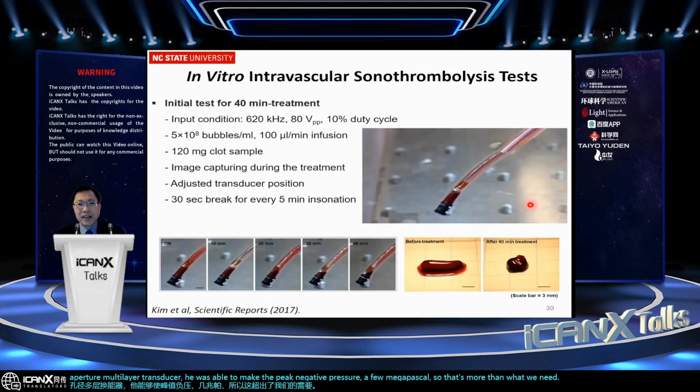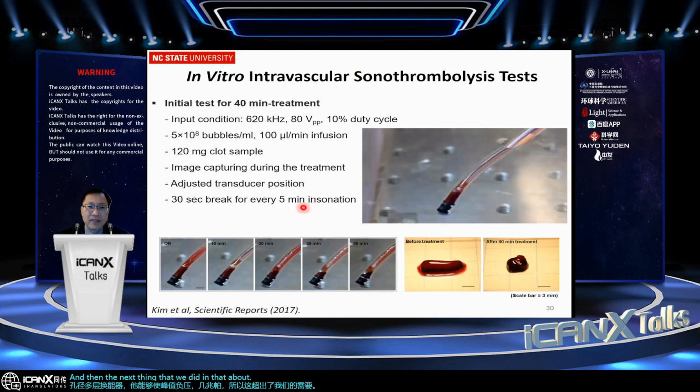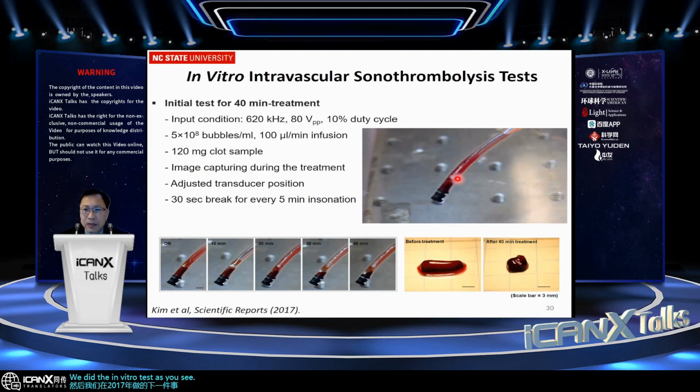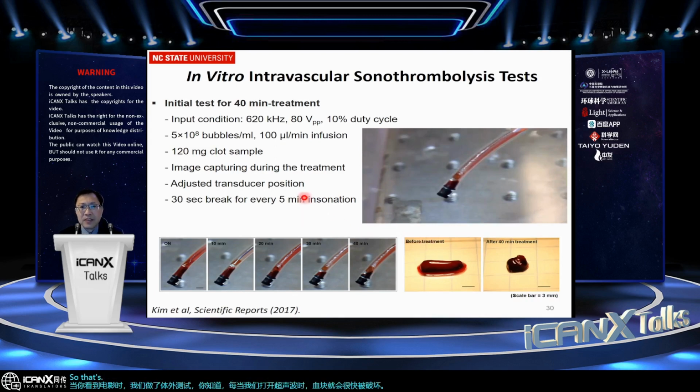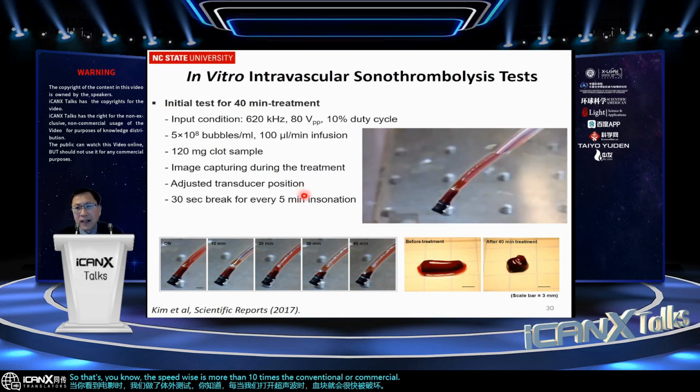And then the next thing that we did in about 2017 time, we did the in vitro test. As you see in the movie, whenever we turn the ultrasound on, the blood clot will be disrupted very effectively. So that's, speed-wise, more than 10 times the conventional or commercial ultrasonic method. So that's very promising.